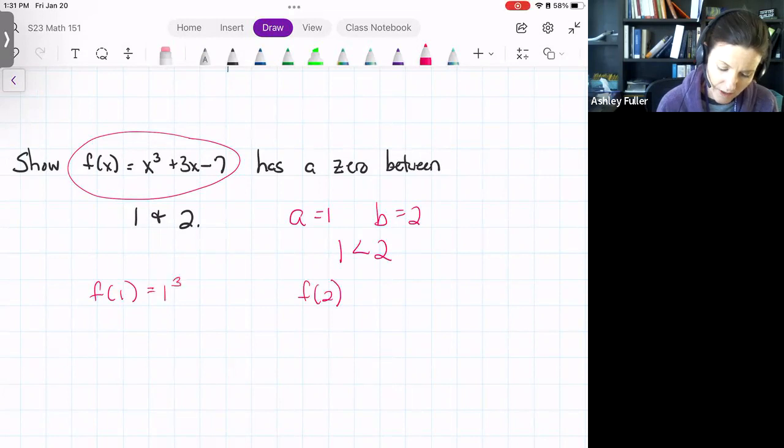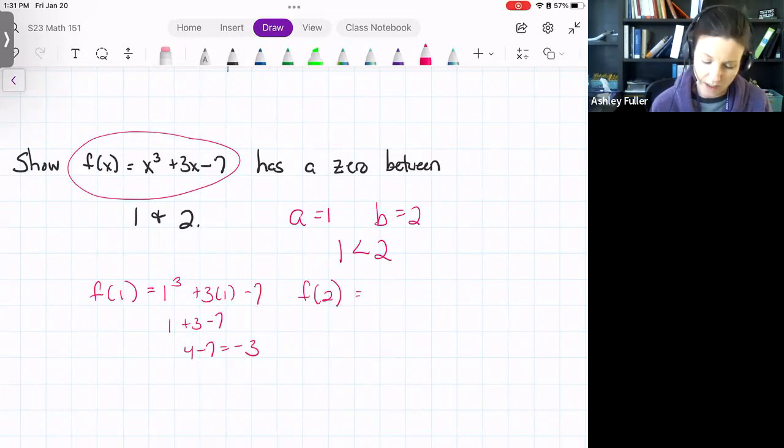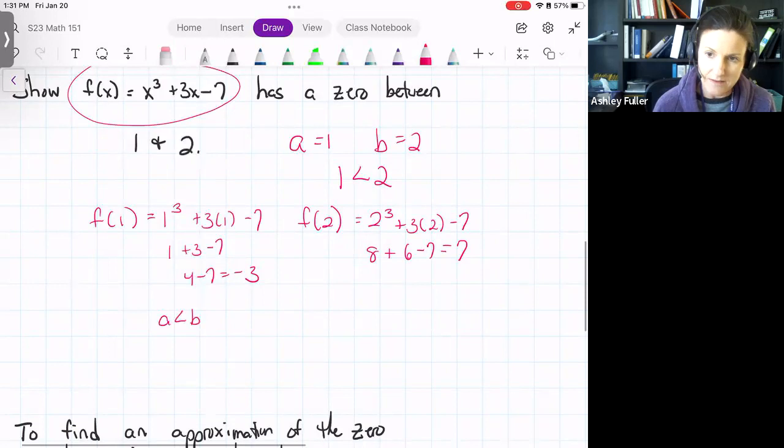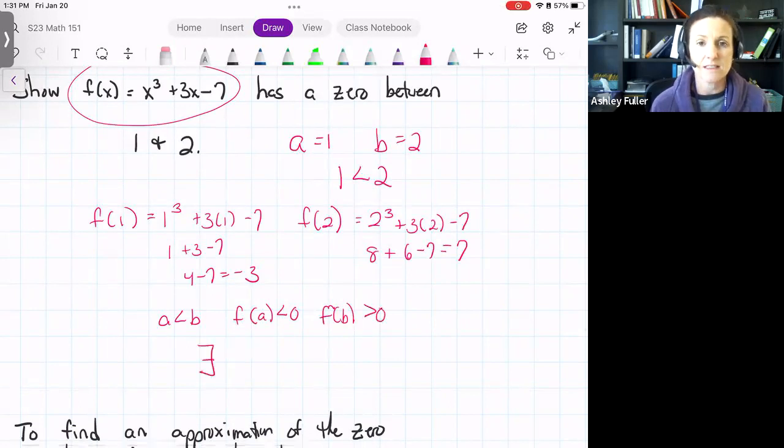When we plug in 1, we get 1 cubed plus 3 times 1 minus 7, which gives us 1 plus 3 minus 7, or 4 minus 7, which is negative 3. And when we plug in 2, we get 2 cubed plus 3 times 2 minus 7, which gives us 8 plus 6 minus 7, which gives us 7. So since a is less than b and f of a is negative and f of b is positive, there exists a c such that f of c equals 0.